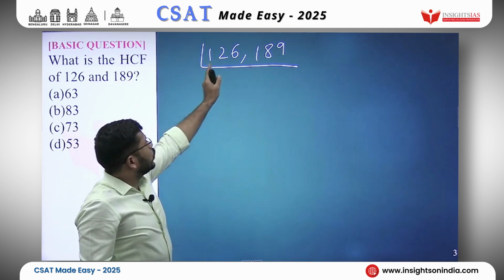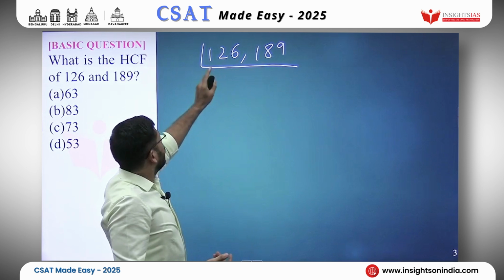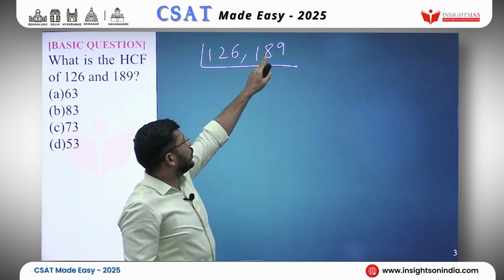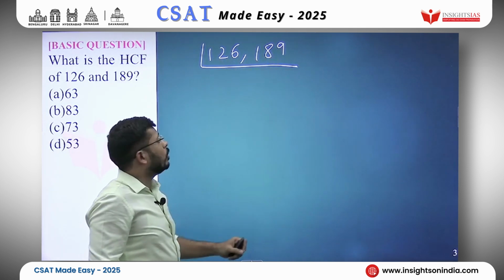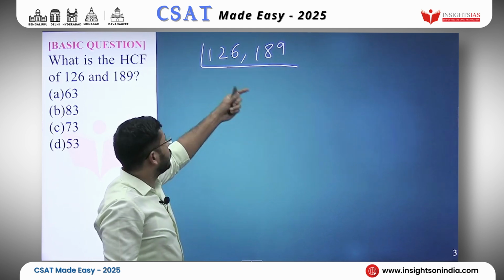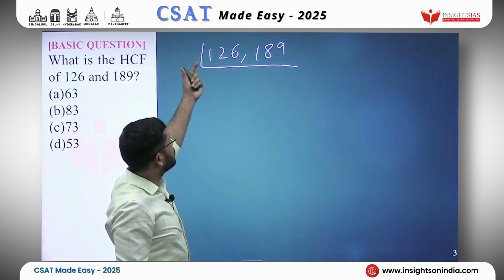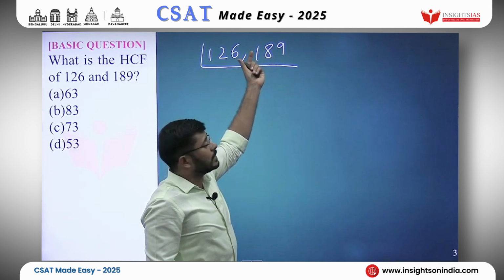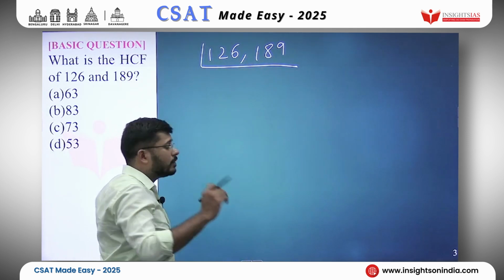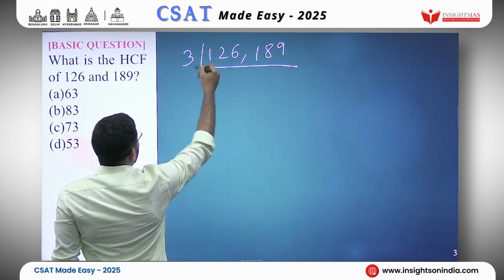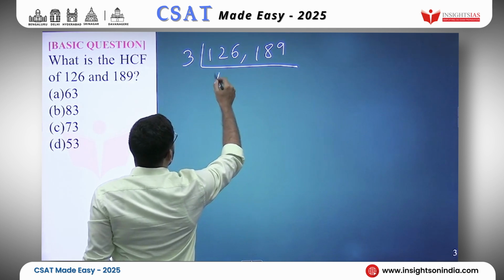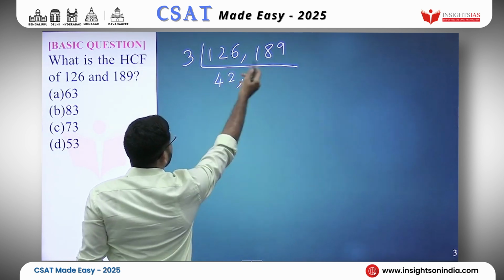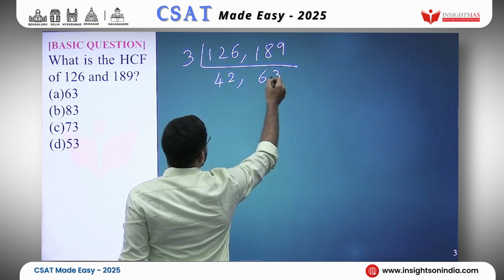Does 2 divide both of them? 2 divides 126, it is an even number. However, 2 does not divide 189 because it is an odd number. Does 3 divide both of them? Yes, because the sum of digits is 9 and the sum of digits is 18, so it is divisible by 3. 3 divides 126 as 3 4s are 12 and 3 2s are 6. Then 3 6s are 18 and 3 3s are 9.